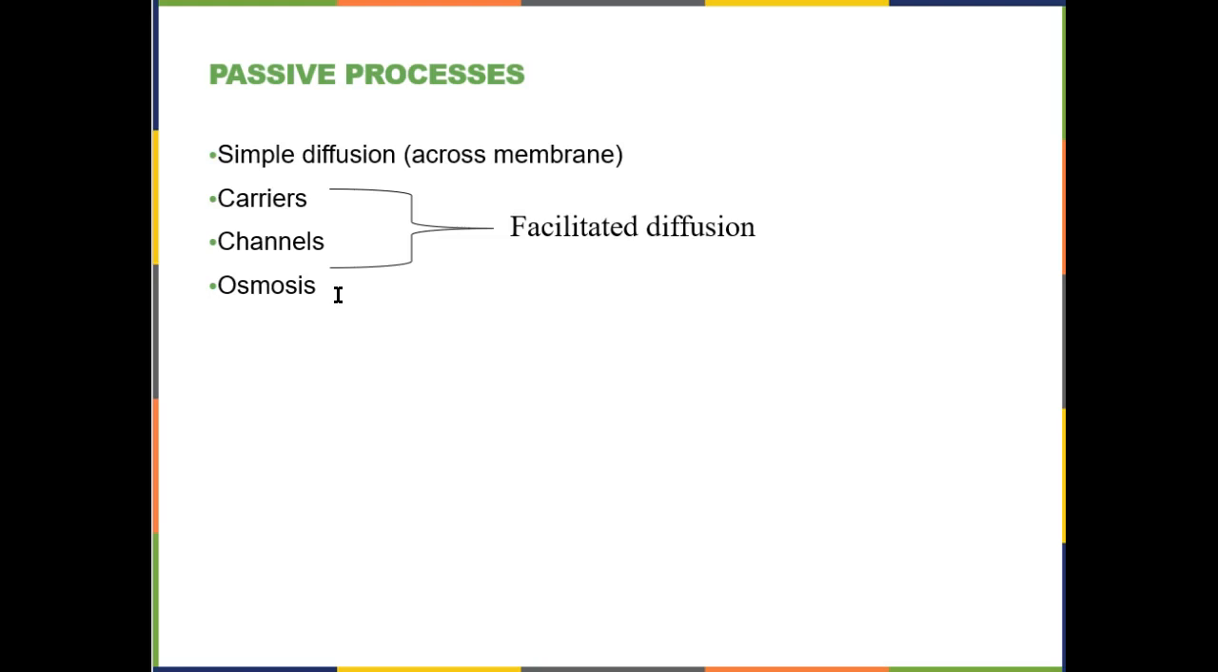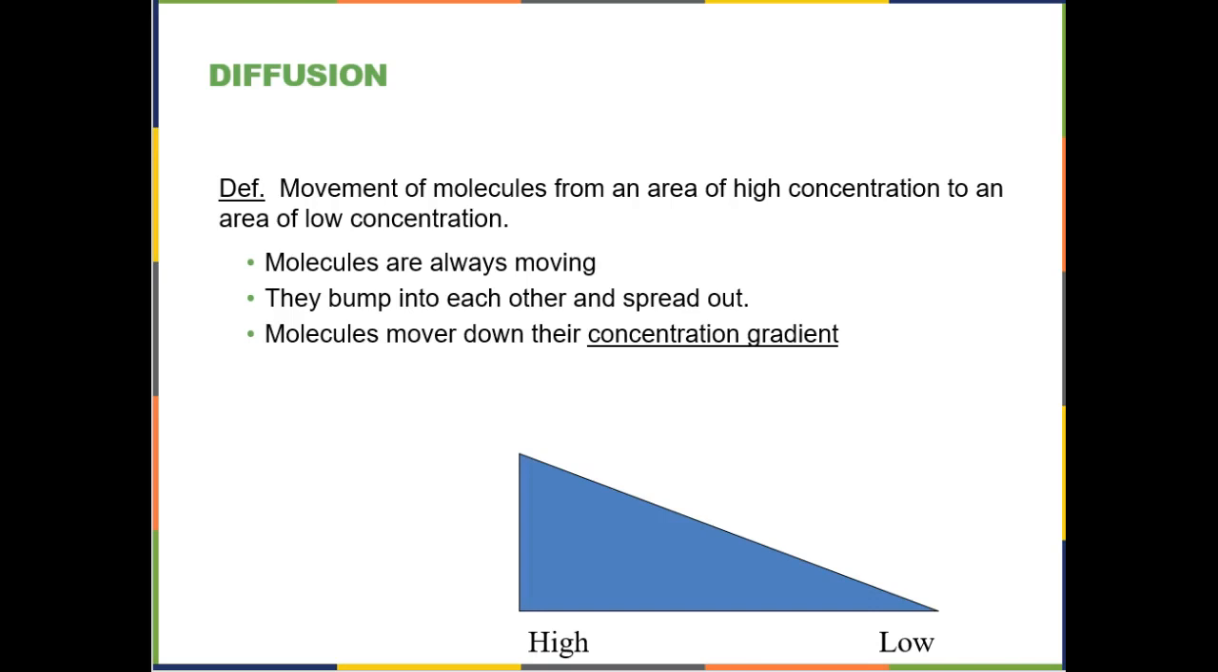And when it comes to osmosis, you are going to see this refers to the diffusion of water. Water can diffuse through the phospholipid bilayer, but there are also pores or proteins that water can diffuse through. So it could be either simple diffusion or facilitated diffusion when you're talking about water. So first we just have to define what diffusion is.